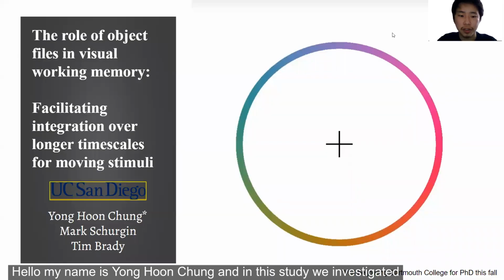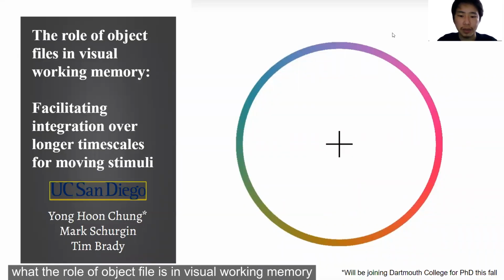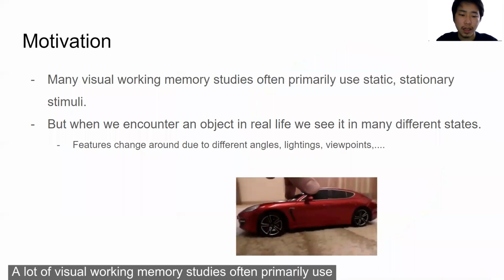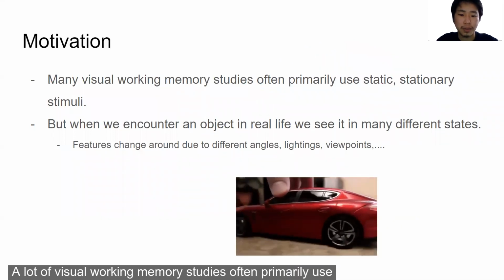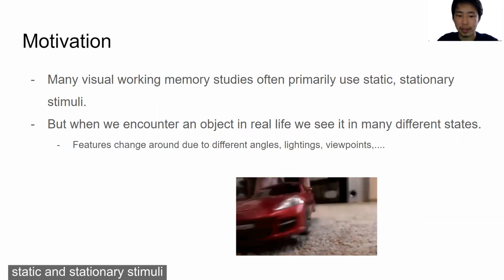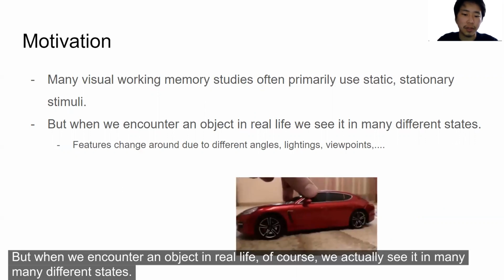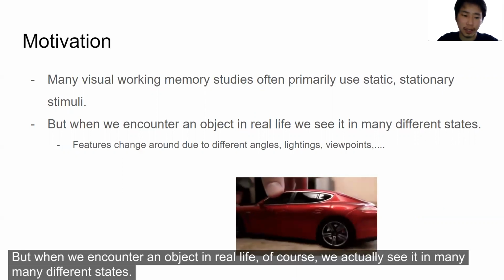Hello, my name is Yong Chung, and in this study, we investigated what the role of object file is in visual working memory, and that it can facilitate integration of changing features. A lot of visual working memory studies often primarily use static and stationary stimuli, but when you encounter an object in real life, of course, we actually see it in many different states.